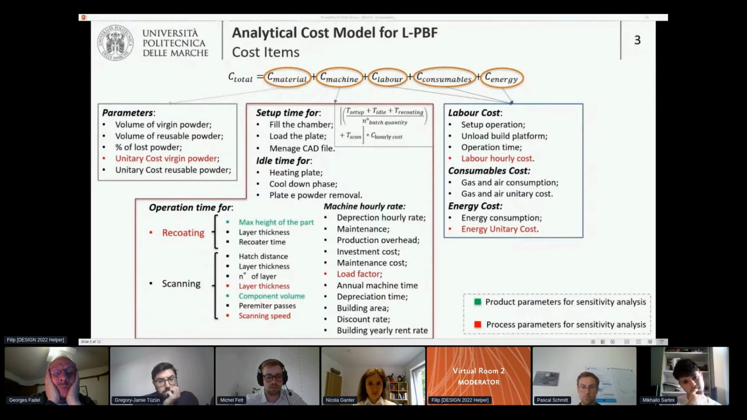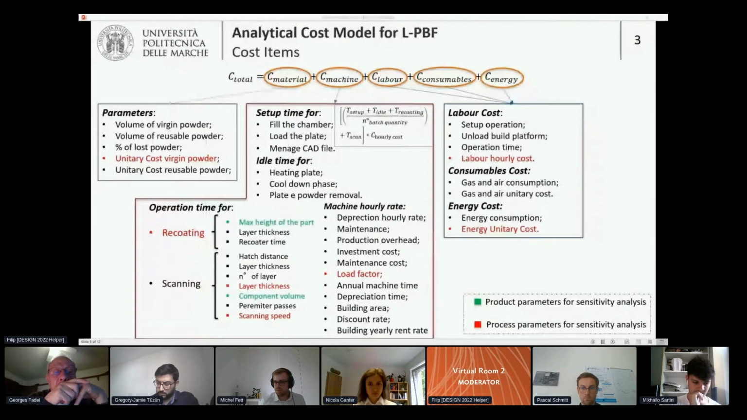The first depends on the maximum height of the component in the printing direction, the layer thickness, and the time that the recoater takes to distribute a layer of powder. The scanning time is the time spent by the laser to aggregate the powder and build the solid model. It depends on the hatch distance, the number of layers, layer thickness, component volume, and perimeter passes.